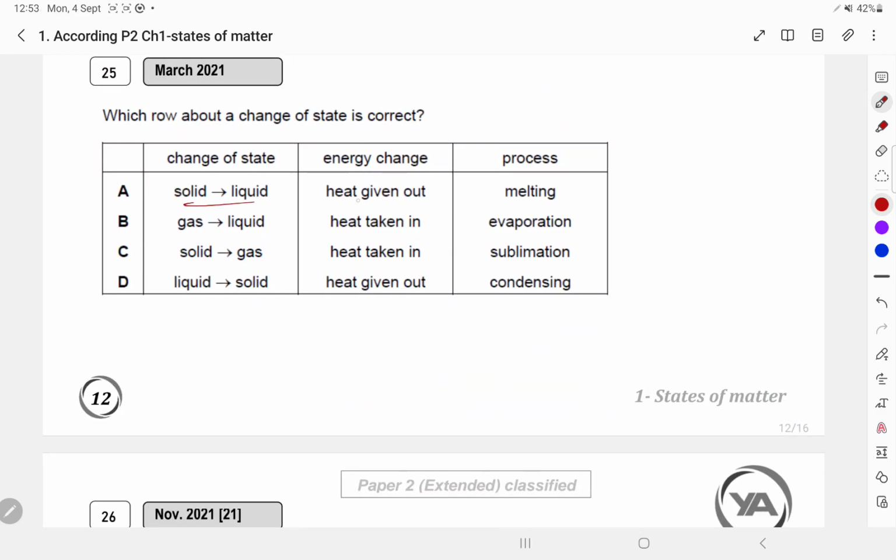Which row about change of state is correct? So from solid to liquid is called melting, but heat energy is taken in, not given out. So this is incorrect. From gas to liquid, it is not called evaporation. So this is incorrect. It is called condensation. From solid to gas is called sublimation and heat is taken in, right.